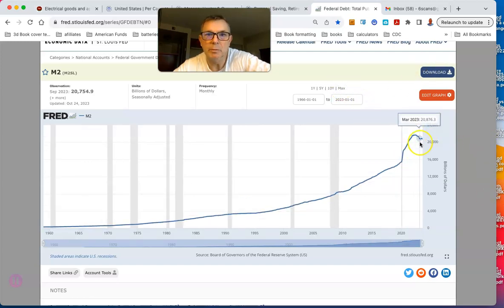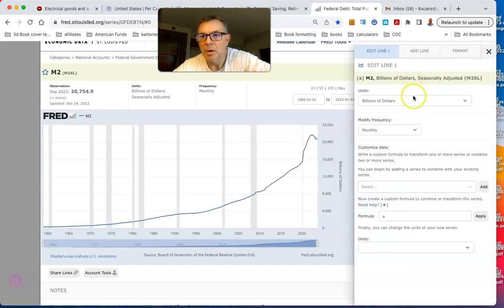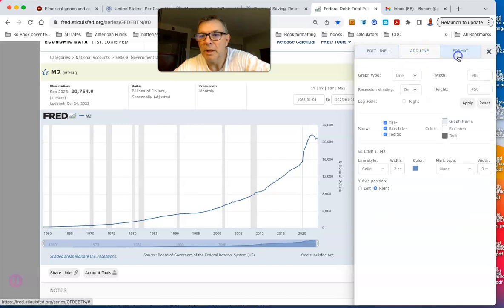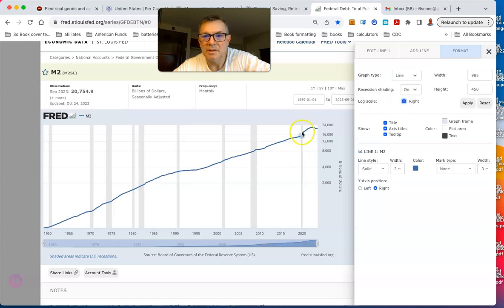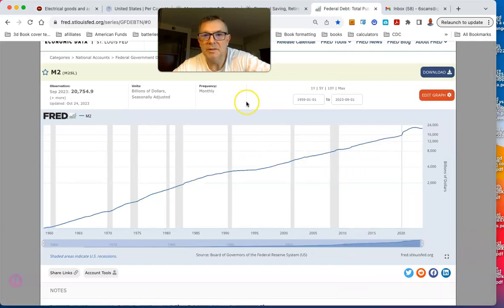And M2 is being reduced. And then if we log it again, we're going to format, log it right there. And it's a blip. It's just a blip. So all that debt is still out there, and yet the federal dollar is still, you can still buy groceries with the thing. It hasn't crashed. I mean, send me your crashing trash for sure.